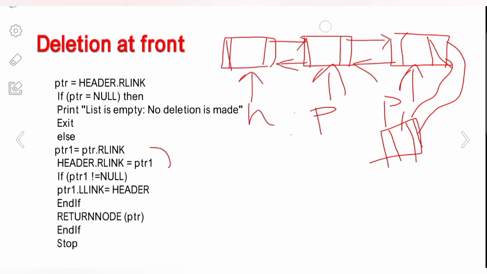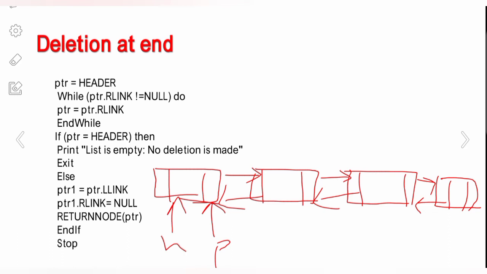Okay, so this will become the header, and so we are going to write on the pointer here. So the pointer is pointing to this. So we are going to remove the header node here, and the value at the starting of the linked list will be deleted. So next one is the deletion at the end of the linked list.